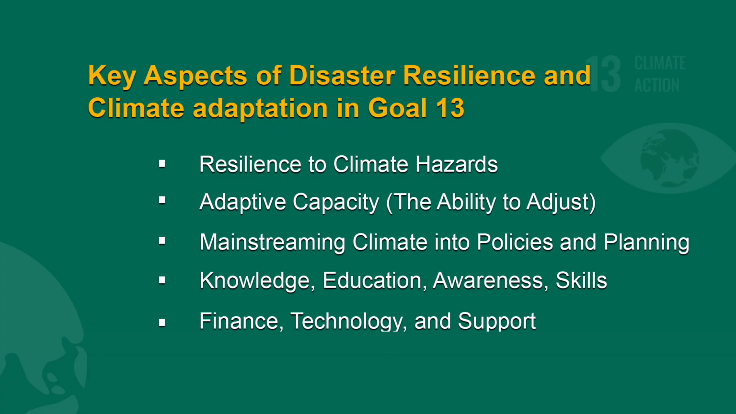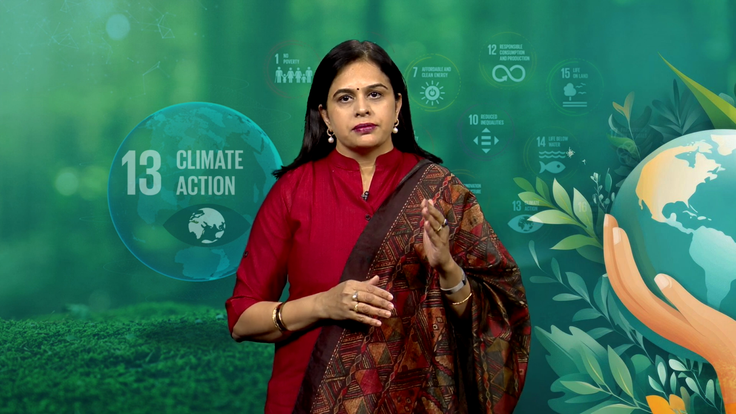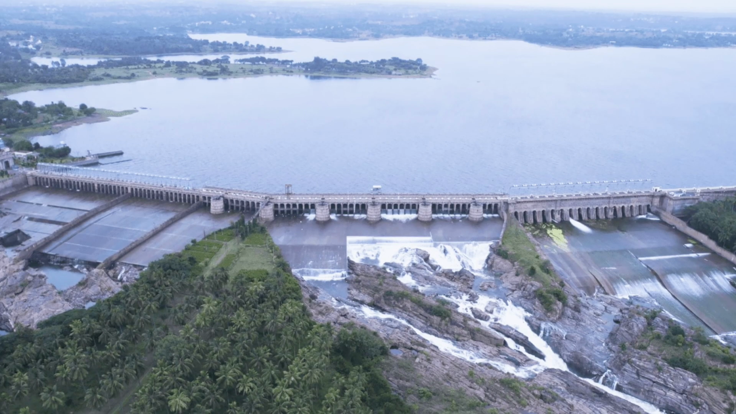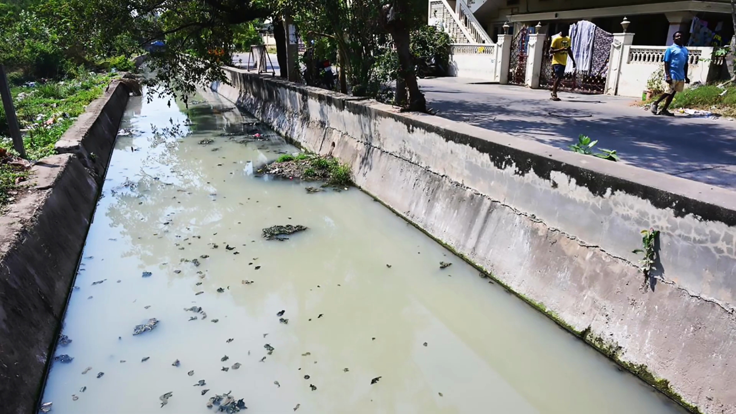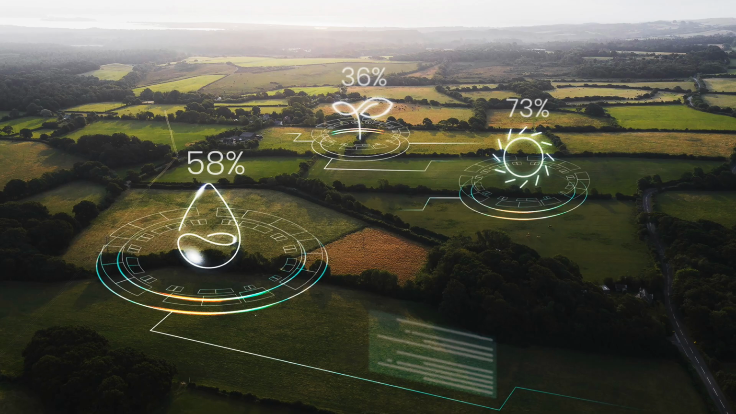Finance, technology and support. This is where many arguments happen in global climate politics. Goal 13 includes a target that talks about finance mobilization and support for developing countries and vulnerable groups. The official SDG framing includes support mechanisms like finance and capacity building, and in reality, adaptation is expensive. Students, flood protection, drainage upgrades, drought-proof water supply, climate-smart agriculture, these are a few steps taken in this regard.